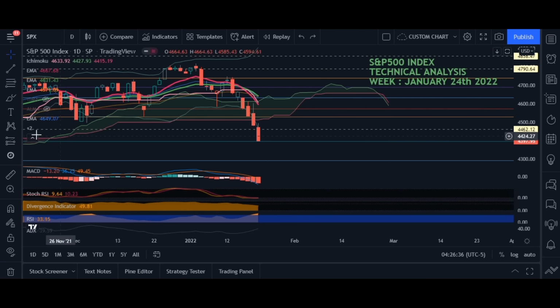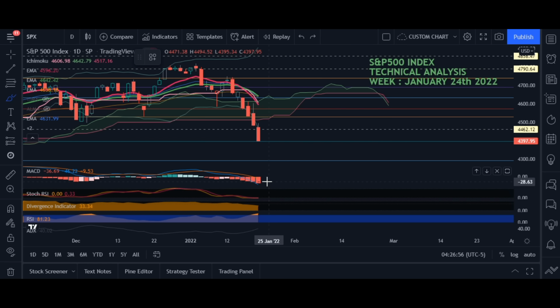Then come other technical indicators. First comes the MACD. If you see the MACD, there is very heavy divergence in it. It is saying the market is bearish, but it is also saying that there is very heavy divergence, and this divergence needs to be minimized.